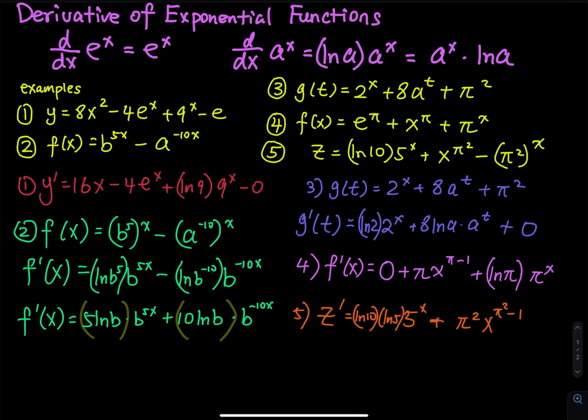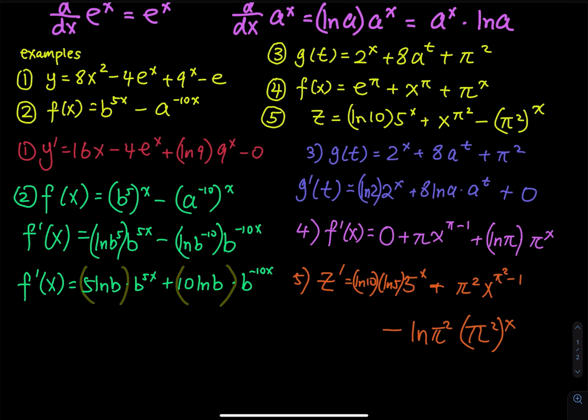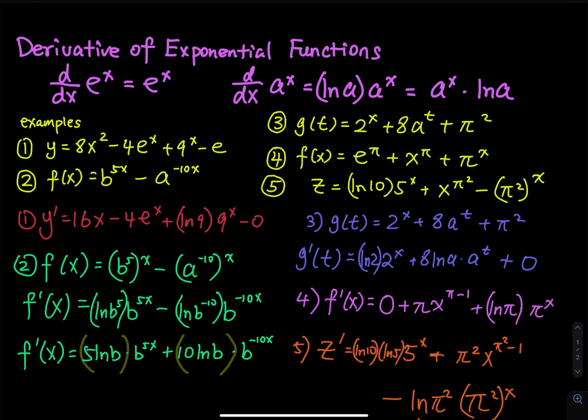And then the last term, the exponent is x, so that one is exponential. And then we copy the whole thing first. So pi over 2 raised to the x, and then we do an ln pi squared. For the ln pi squared, you can bring the 2 down in front of the ln. So this is the same thing as 2 ln pi. All right, so that's the 5 examples on the derivative of exponential functions.